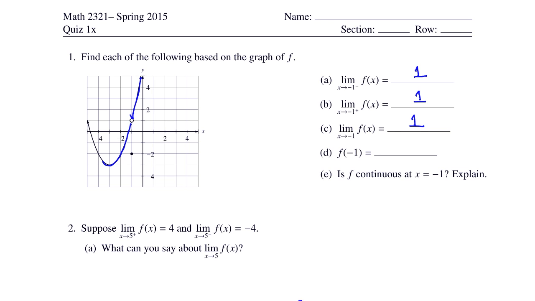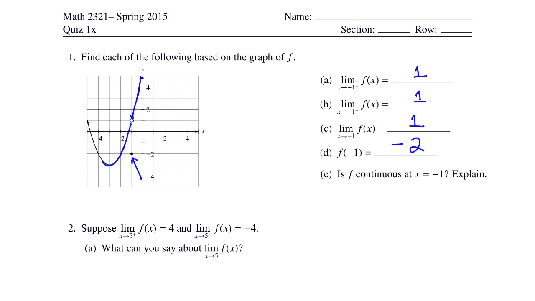Well, we have a hole up here where the graphs sort of ran into each other, but we have this solid dot down here at the bottom, and so that's the function value. And so that is -2. Remember that function values are denoted by solid dots, and holes are values that are undefined.